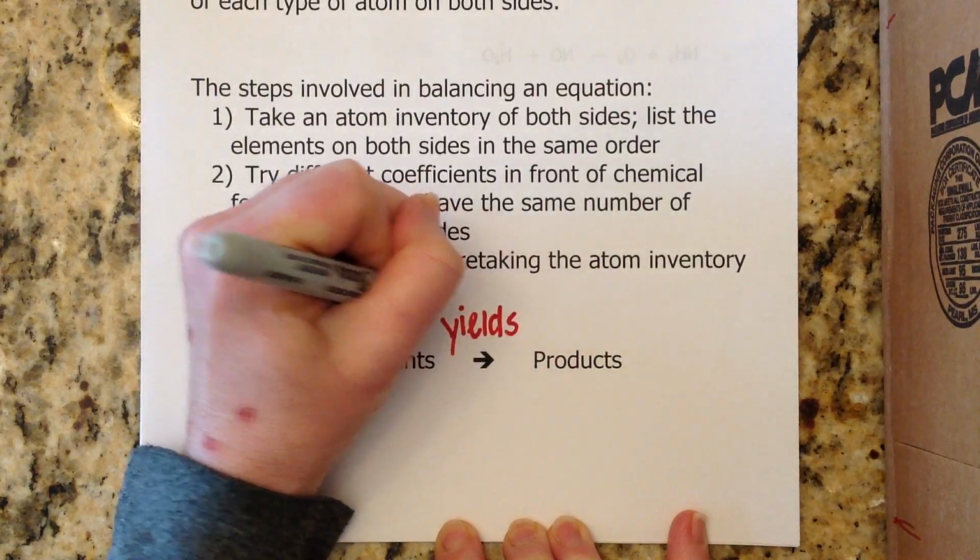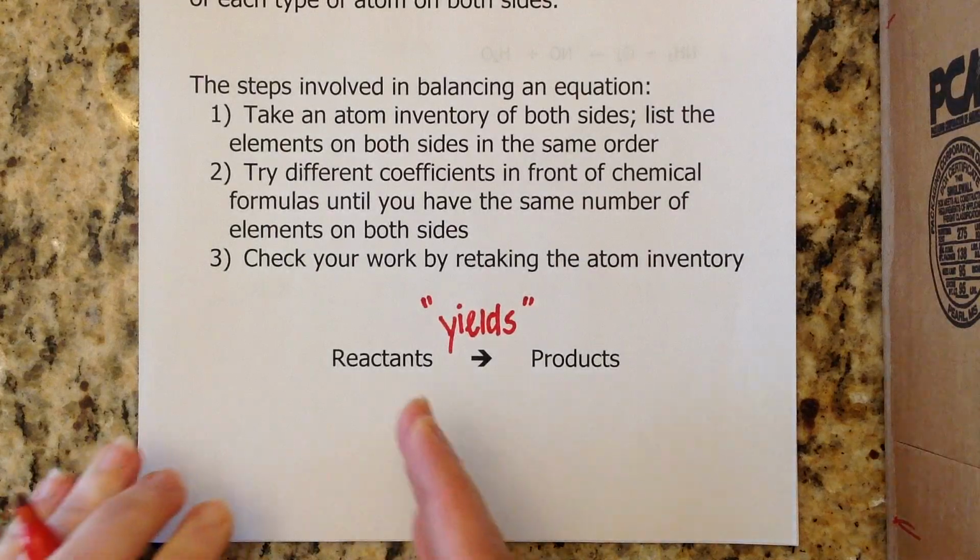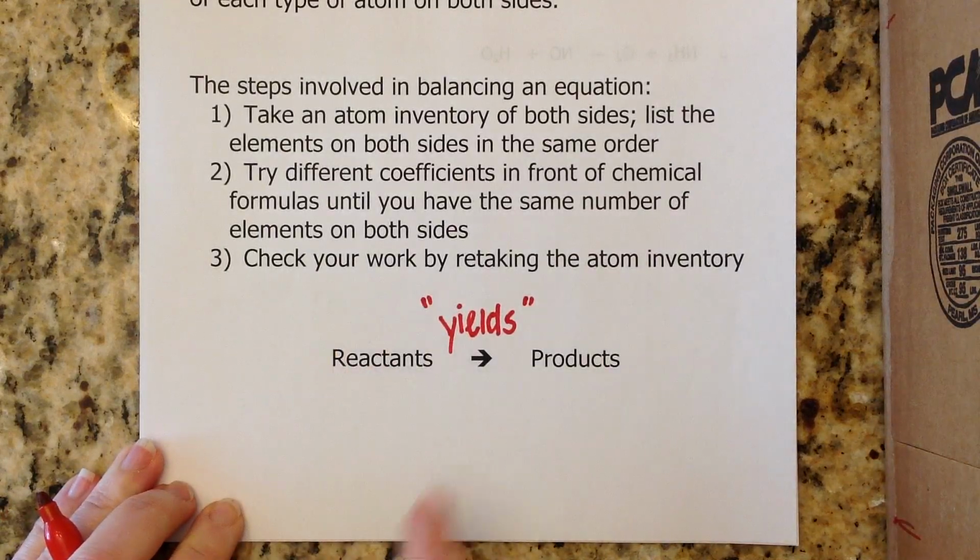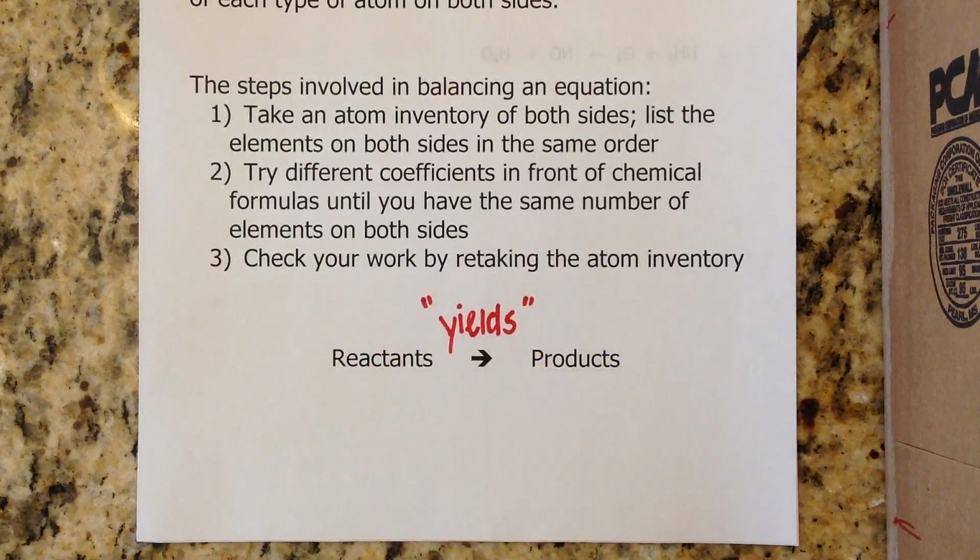You will often hear us say, this plus this plus this yields this. You may have one product, you may have more than one product, and different types of reactions are going to give you different numbers of products, and that's something we'll get into later. But when you hear me say reactants, we're talking about everything on the left, and when you hear me say products, we're talking about everything on the right.